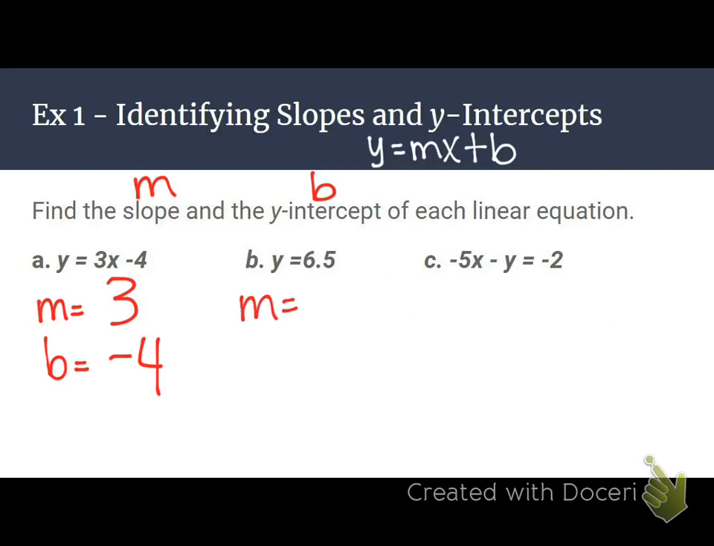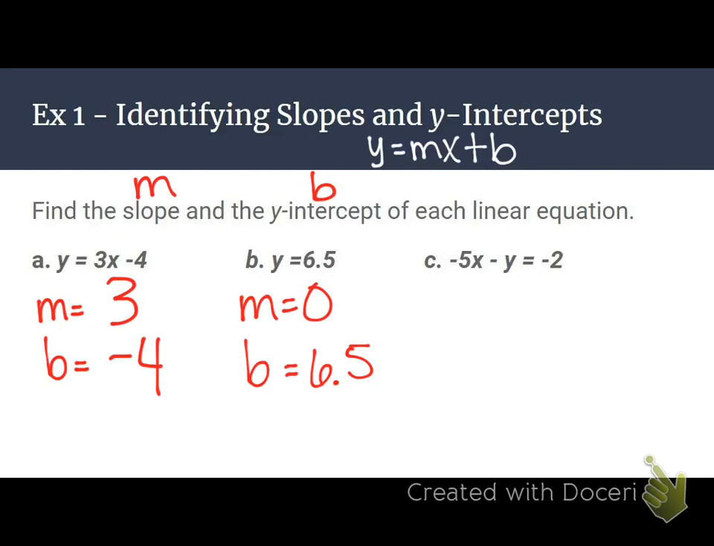So m would equal? 6. Nope. 0. Remember, a horizontal line, or y equals a number, has a slope of 0. So 6.5 is the y-intercept? Yep, 6.5 would be the y-intercept, or the b. So if it was an x right there, 6.5 would be the slope?